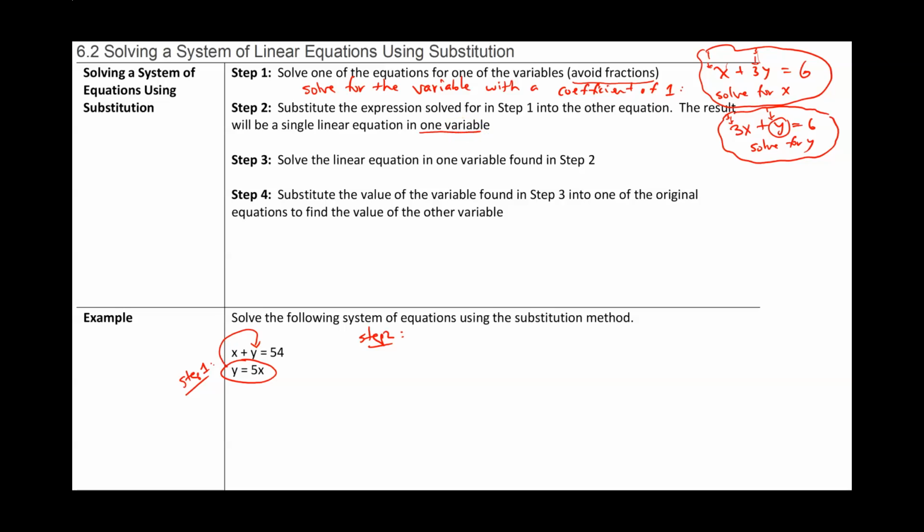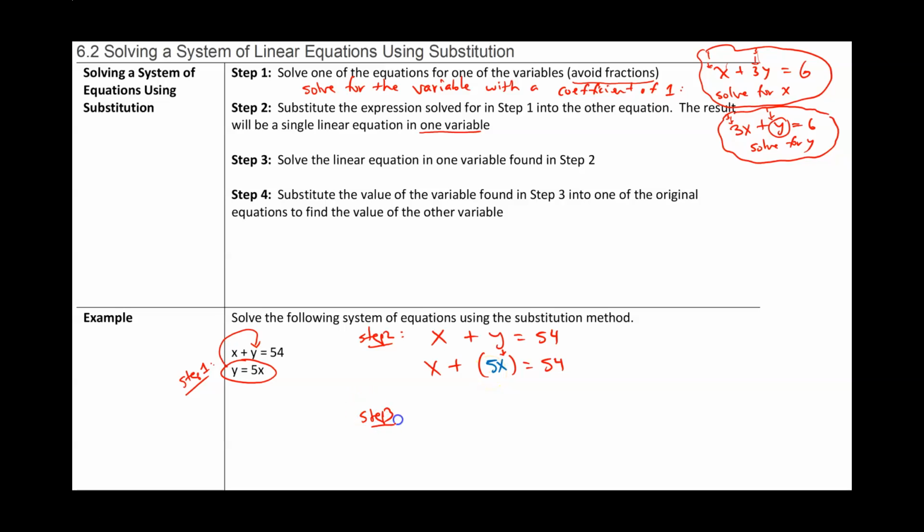So now we take our first equation, which is x plus y equals 54, but notice that y is equal to 5x. So instead of y, we're going to replace the y with a 5x. And what that allows us to do is get this equation with all one variable. See, it says an equation in one variable. These are all x's.